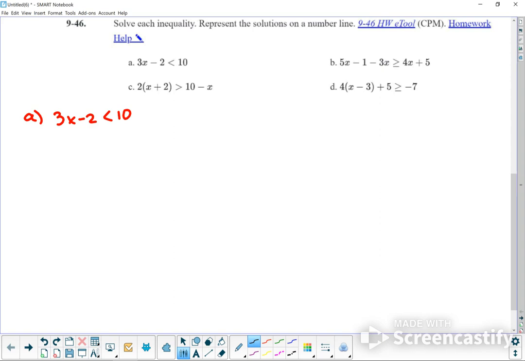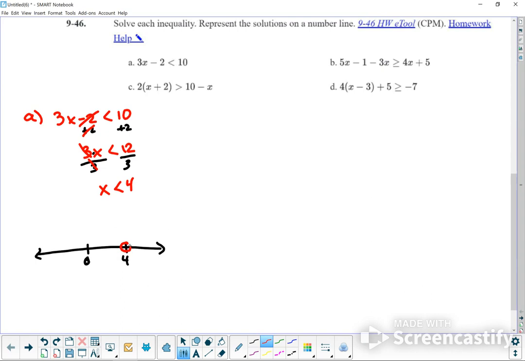Okay, to do this, we're going to go ahead and add 2. Those are going to cancel. We're going to get 3x less than 12. And to do this, we're going to go ahead and do the opposite of times 3, which is division by 3. That's going to cancel. We get x is less than 12 divided by 3 is 4. So when you graph this, here's 0, here's 4, and I'm going to have an open circle here, and I'm going to be shading everything in this direction.